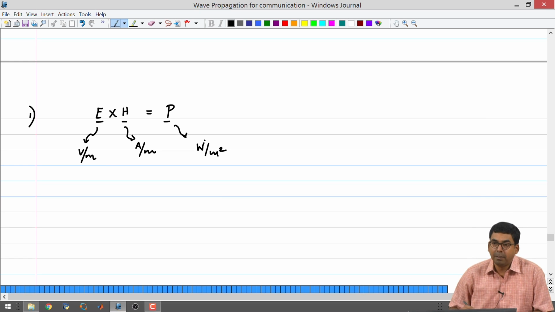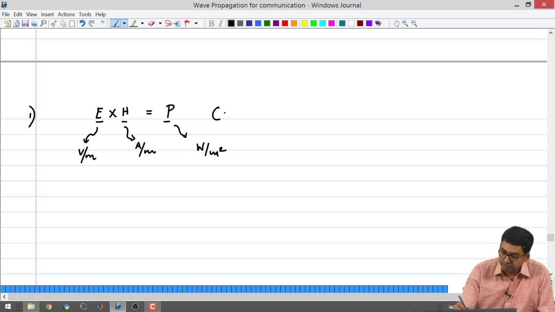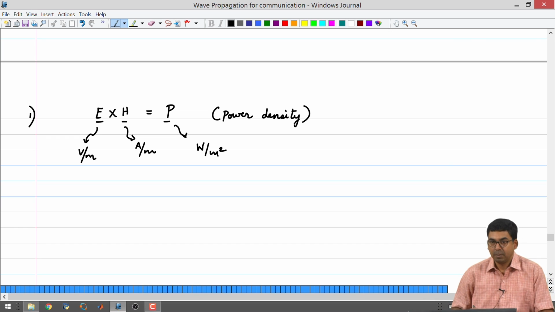So, instead of calling it power, it is more appropriate to call this power density. It gives you a notion about how concentrated the power is with respect to a given area. Since we already saw that the unit of electric field is volt per meter and magnetic field is ampere per meter, the right hand side has to be equal to volt ampere per meter square. And only when the phase difference between electric and magnetic fields is 0, this becomes watts per square meter.